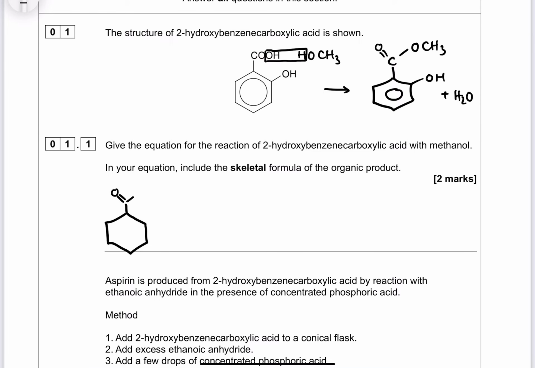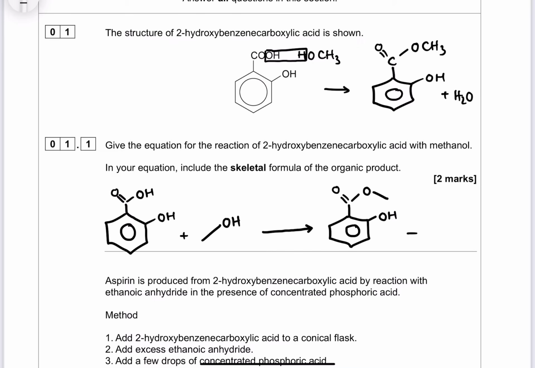So 2-hydroxybenzoic acid and methanol. Although it doesn't ask us to do the skeletal formula of the reactants, I am doing the skeletal formula for everything. And then we're going to go to, just watch out that you don't draw that C at the ester, and then the methyl group on the ester plus water.